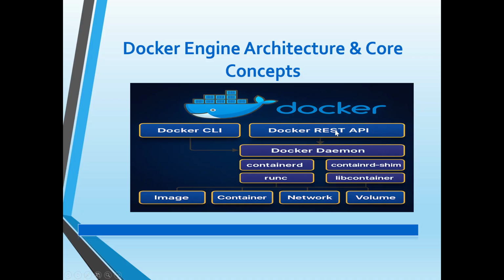Next comes Docker REST API. It provides an interface for tools like Docker CLI to communicate with the Docker daemon, allowing you to control Docker using commands, or you can write scripts also. Next comes Docker CLI. The CLI is used to type Docker commands. We talk to the Docker daemon by the REST API.